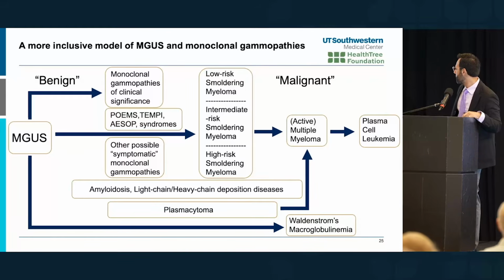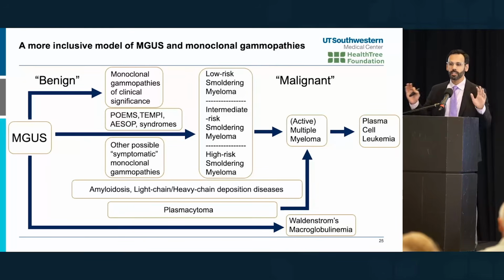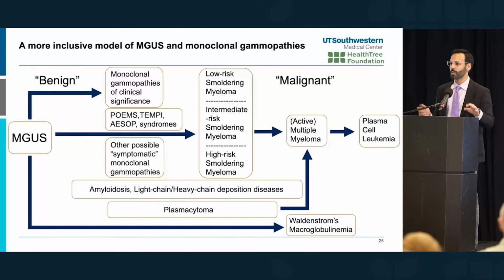Waldenstrom's, which I won't make too much mention of, but that's the B lymphocyte issues down there. Then amyloid you have heard of, and all these other monoclonal gammopathies of clinical significance, POEM syndrome. There's a bunch of stuff out there, some of which is arcane. Don't get bogged down with details. It's just to show you that it's always more complicated than we think.